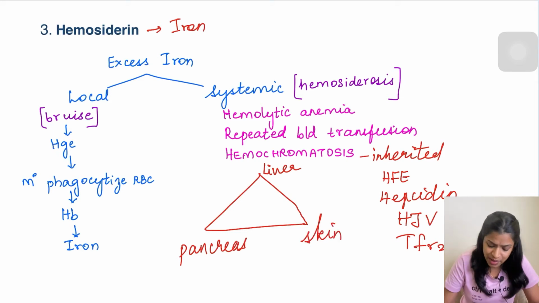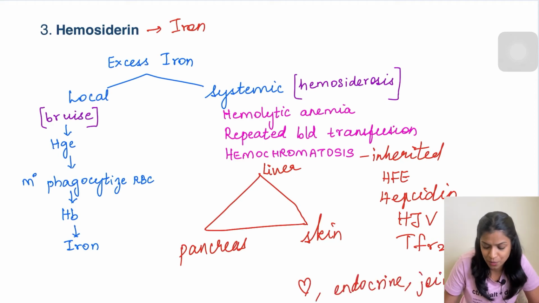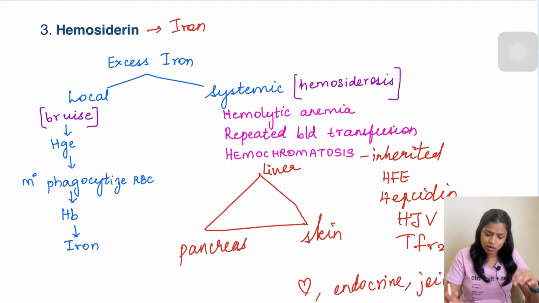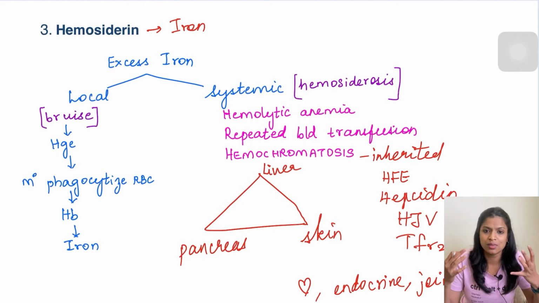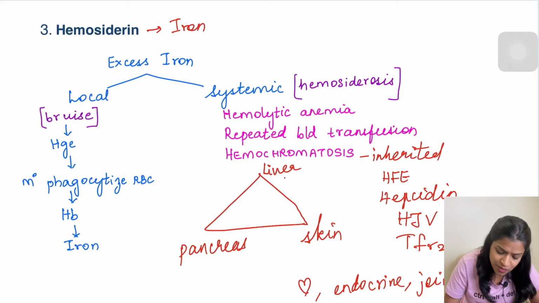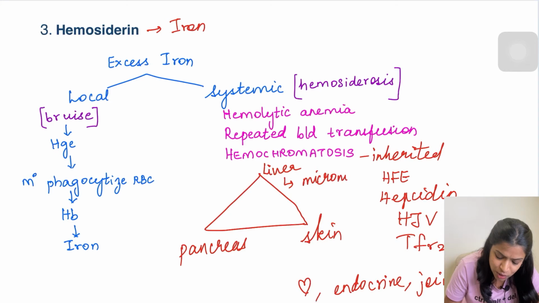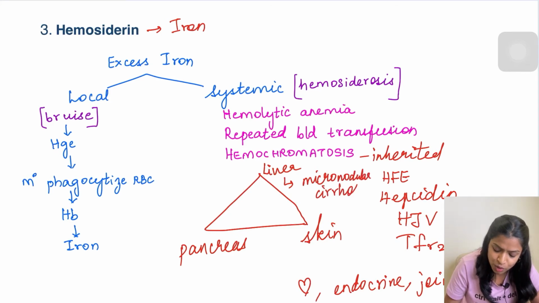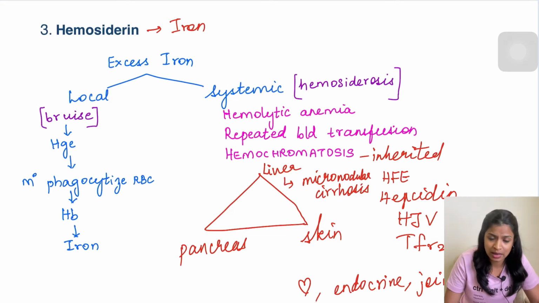Other than this, the heart can also be affected, endocrine organs can be affected, or the joints also. So in any of these organs we can see iron deposition. In the liver, it classically produces a micronodular cirrhosis. Okay. In the liver, due to the iron deposition, it can cause free radical injury.